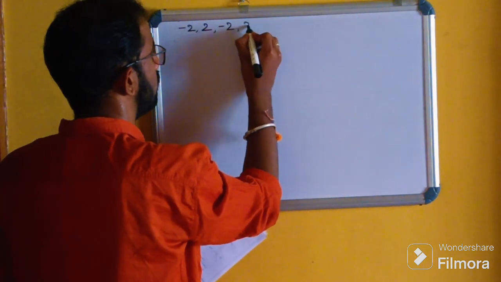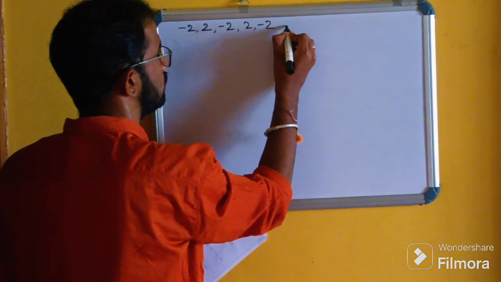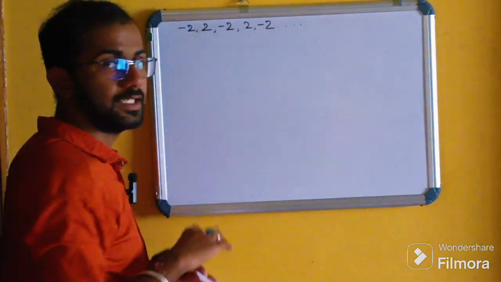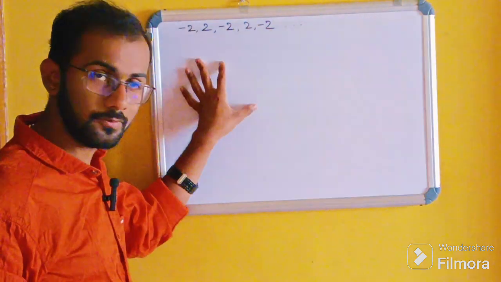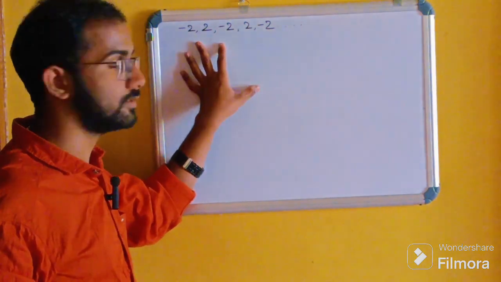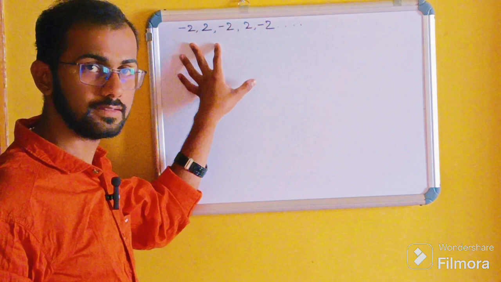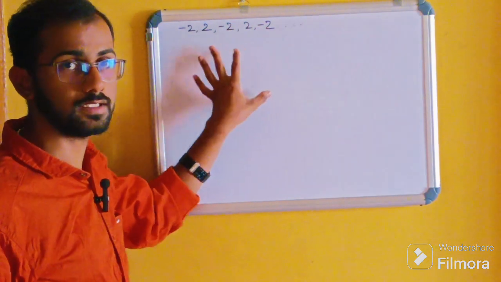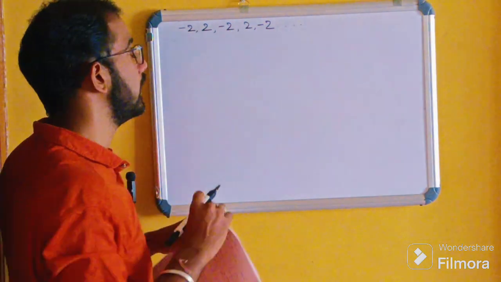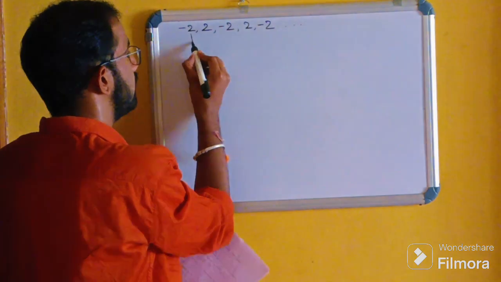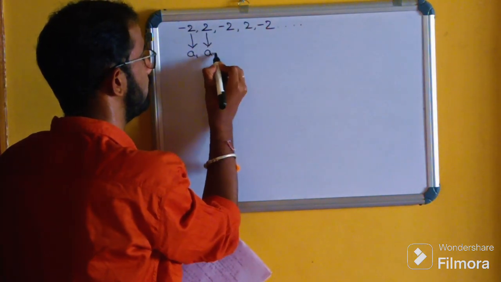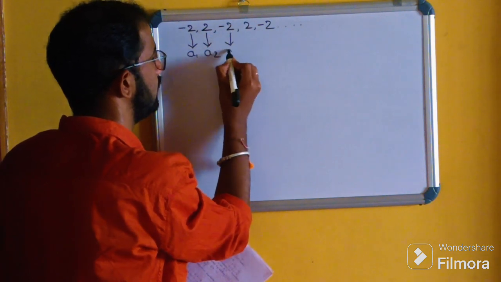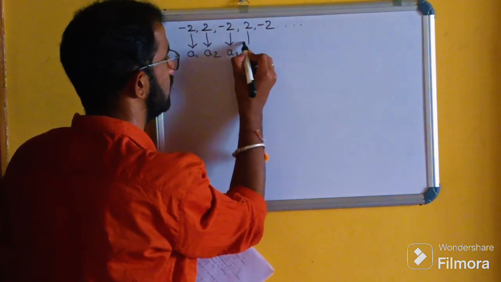So first we need to take the difference between A2 and A1, A3 and A2, A4 and A3, A5 and A4. Let's check. Here A2 minus A1. What is A2? A2 is 2. Minus, what is A1? It is minus 2. Minus into minus is plus 2. That is 4.